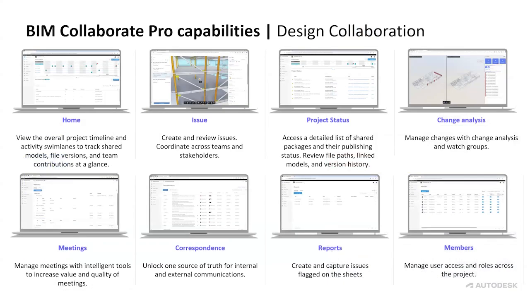Inside the design collaboration module on the web, rather than going through all of this one by one, I'll focus on a few that design teams tend to use most. First, the home view. This gives you a real-time snapshot of model activity and team contribution. Everything is visualized using swim lanes, which help you see who's working, what's been shared, and when.